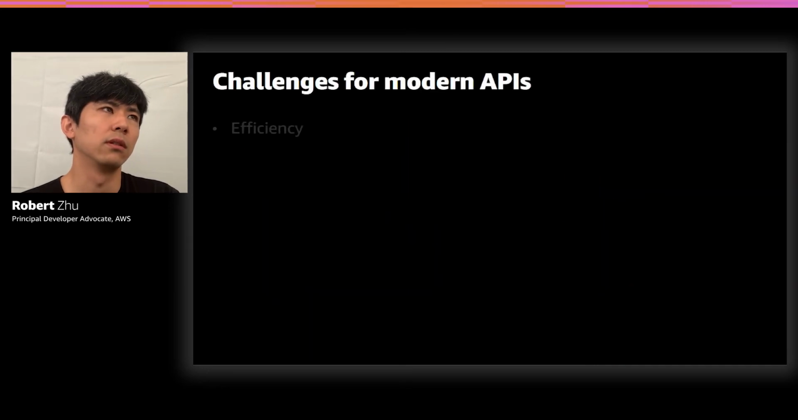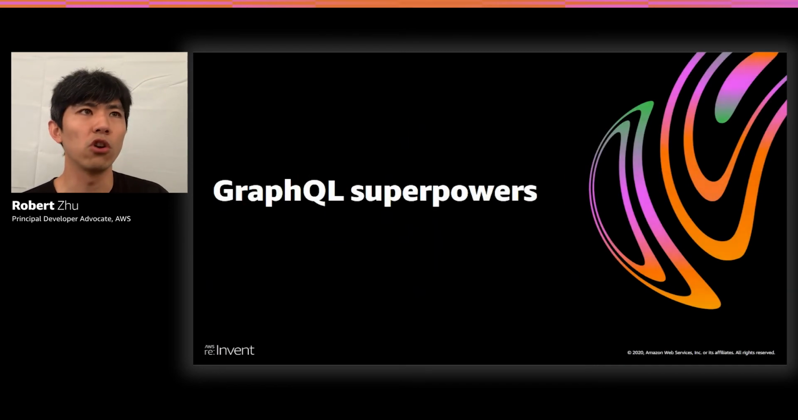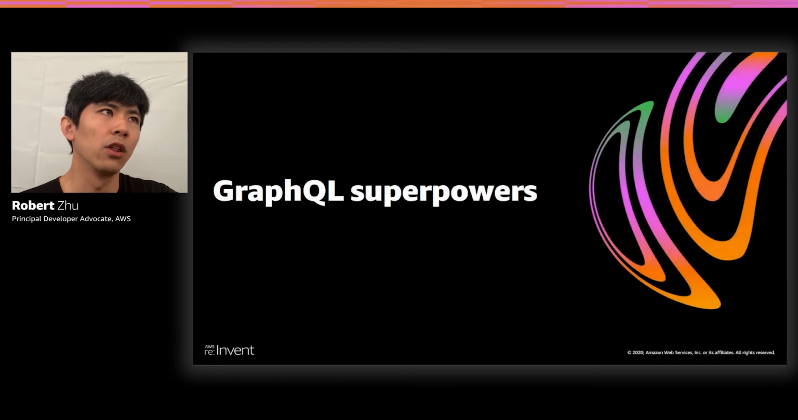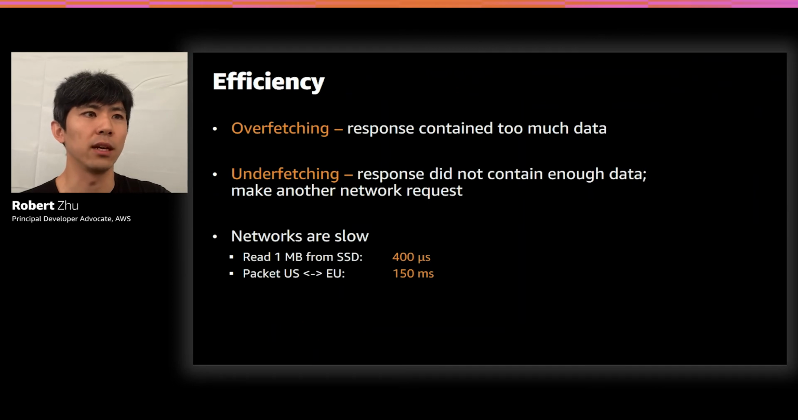So that said, there are so many challenges to building modern APIs. We won't have time to cover all of them, although it makes for a very interesting conversation. I'm going to focus on a couple of what I consider GraphQL's superpowers. The first is efficiency. GraphQL is going to help you build more efficient APIs. Full stop.